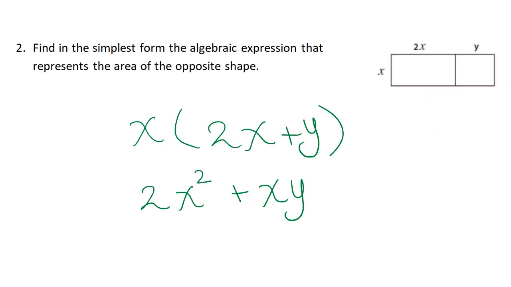Okay, the next question says: find in the simplest form the algebraic expression that represents the area of the opposite shape. So we know that if we have a rectangle like this and it is divided into two parts, and this is the width and this is the length, we have to multiply this x by 2x the first time, and then we multiply this x by y. So we will write x, open bracket, 2x plus y. x times 2x equals x power 2 as we add the power, plus x times y equals xy.